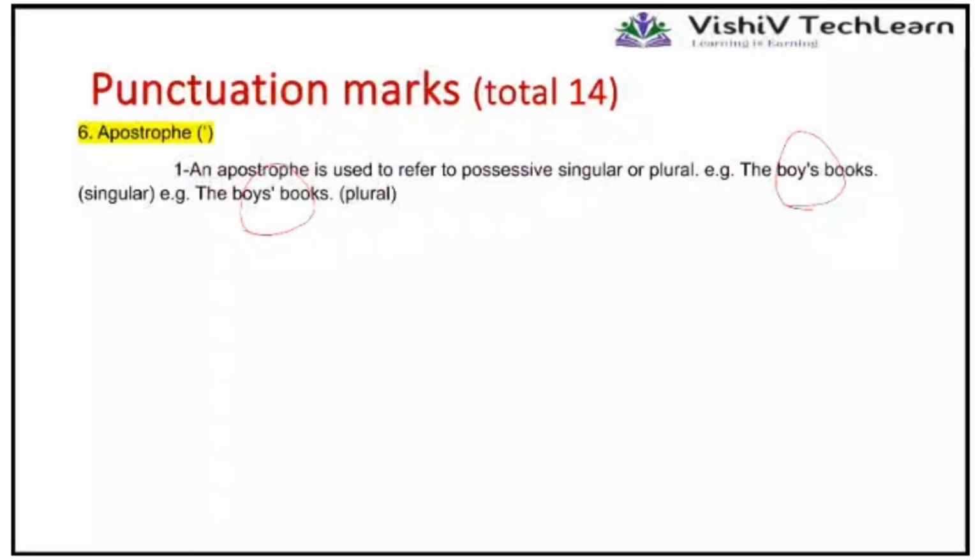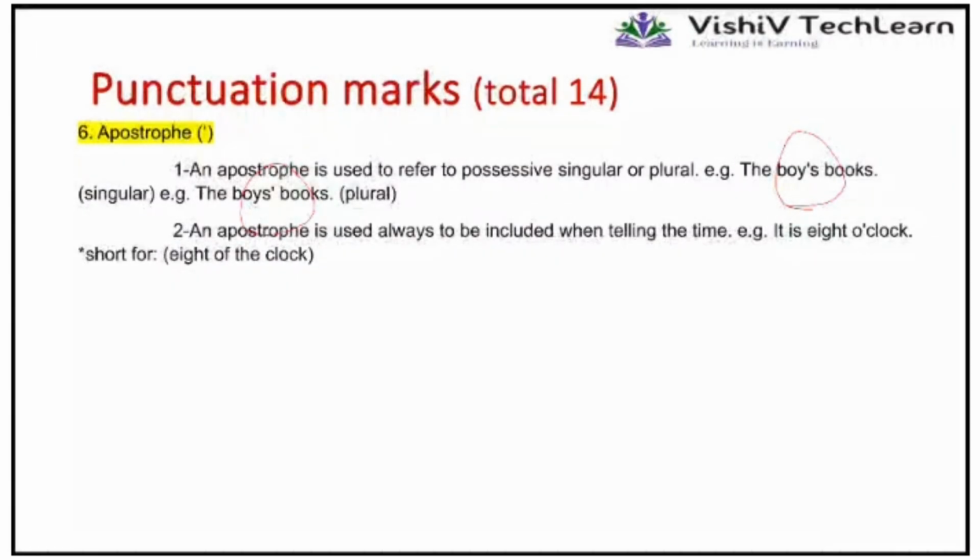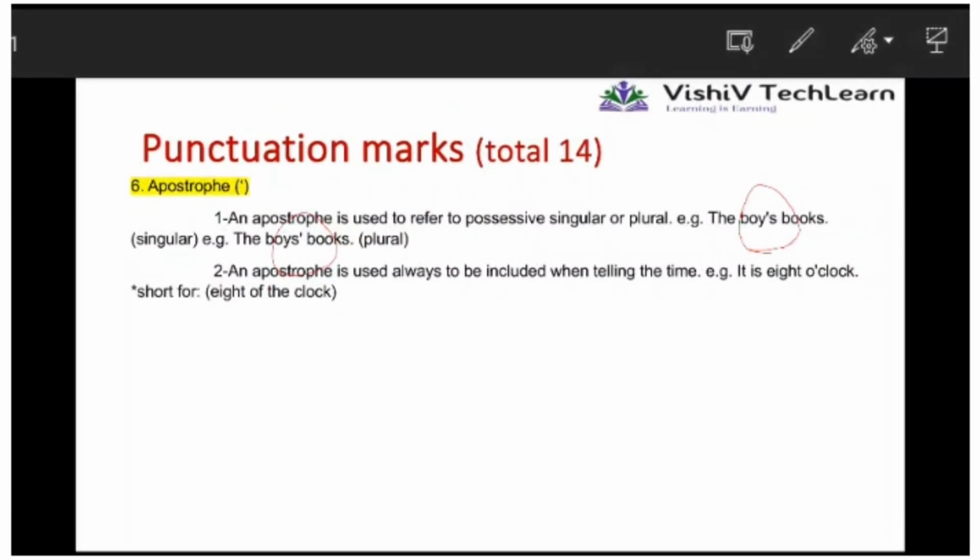The next use of the apostrophe is that it can be included while telling the time. For example, it is 8 o'clock. Here you can see the apostrophe is between the o and clock.